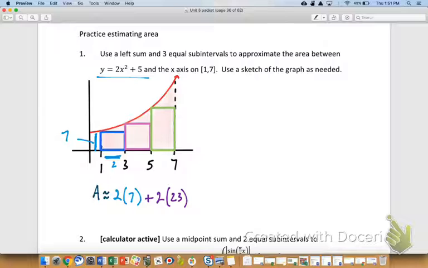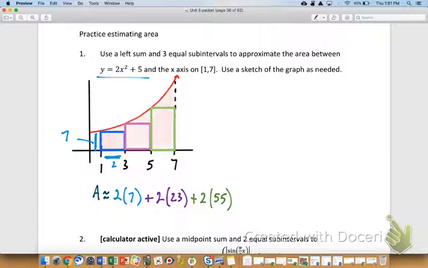And finally, I come to the green rectangle. What's the base length on the green rectangle? 2. And how would I figure out the height? Plug in a 5. Yep. So if I plug in a 5, what do I get out? Yeah, 55. You can tell that this curve is actually a lot steeper than how I drew it.